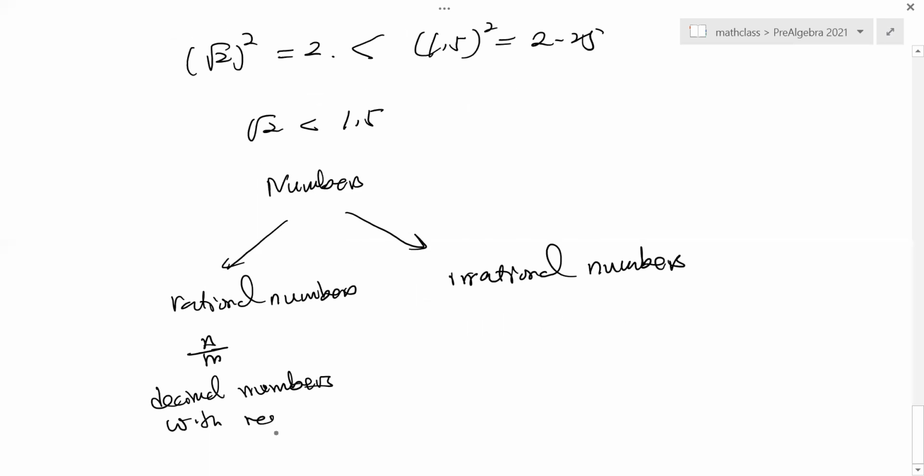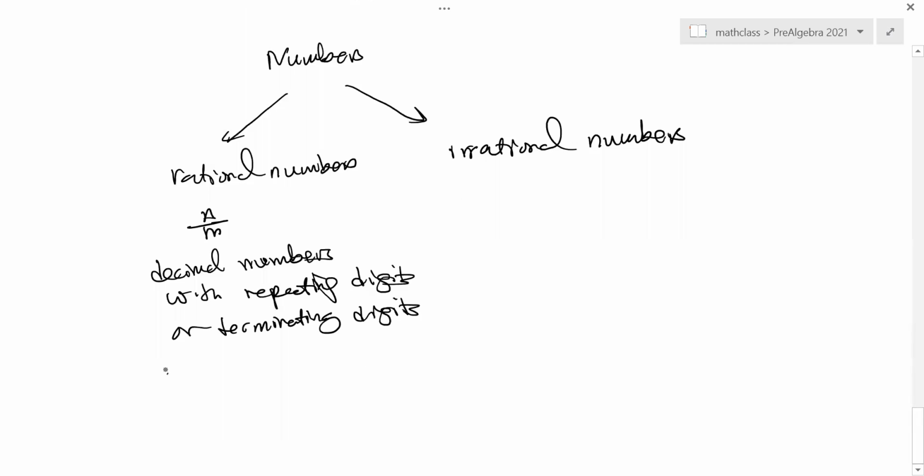Was a repeating digits or terminating digits, such like that, 5.212121, and also, for example, 121.53. So those are the rational numbers, but they all can be expressed as a fraction.